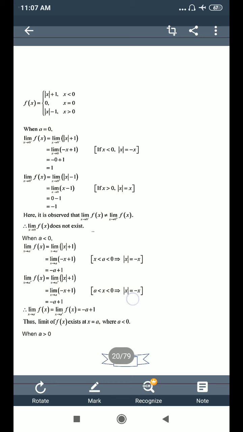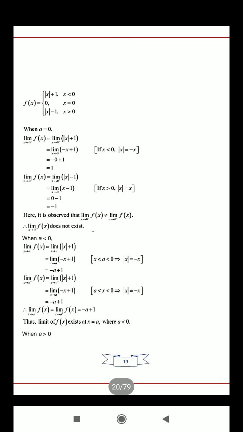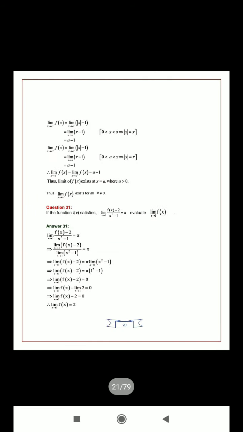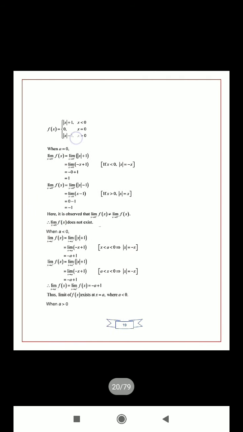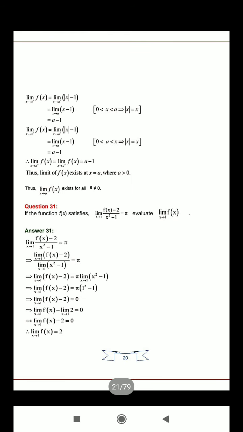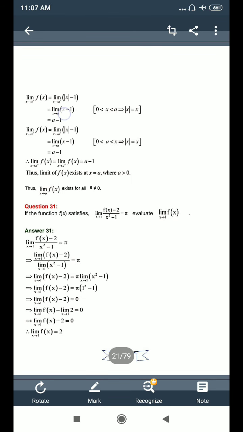Because these are for negative values of x, it is also minus a plus 1. So for x equal to a less than 0, the limit exists. Now for a greater than 0 we will calculate. For greater than 0, we'll take this as a function, and modulus of x will be replaced by x only, because we know that when x is greater than 0, the modulus of x is equal to plus x. So we'll replace modulus of x by x only.